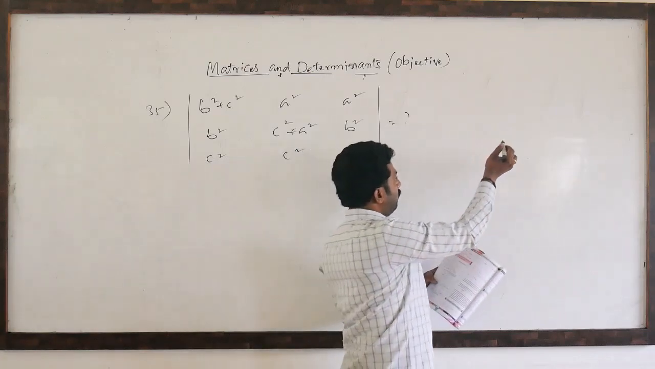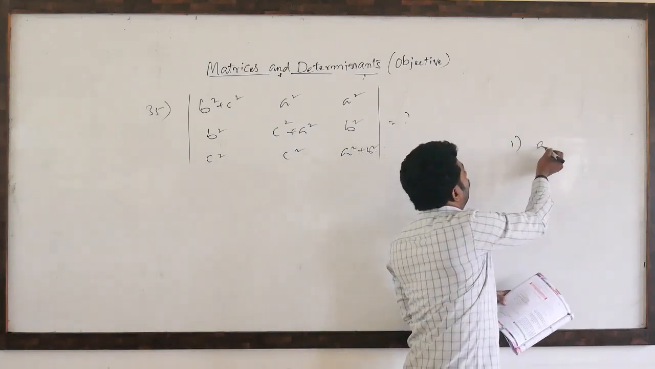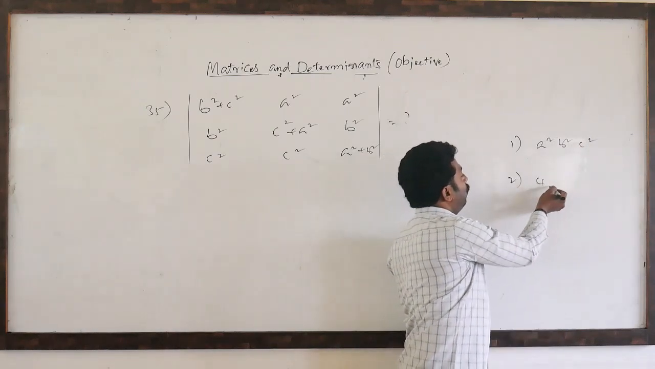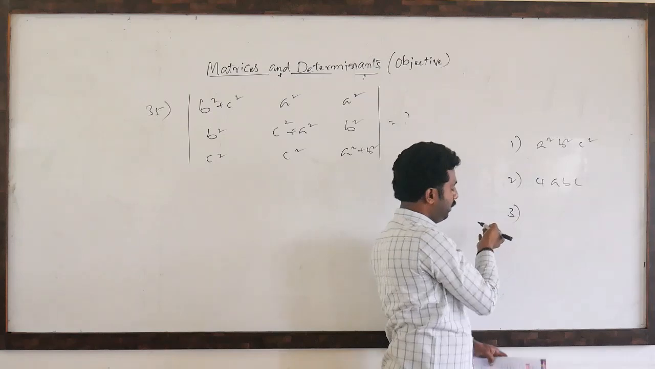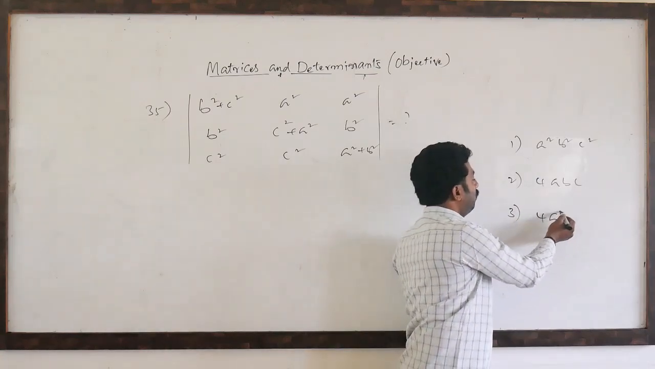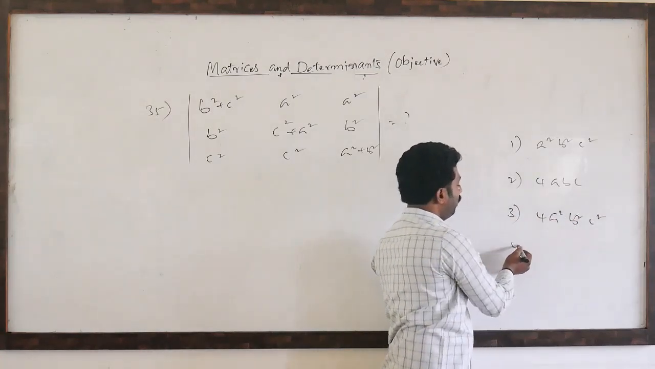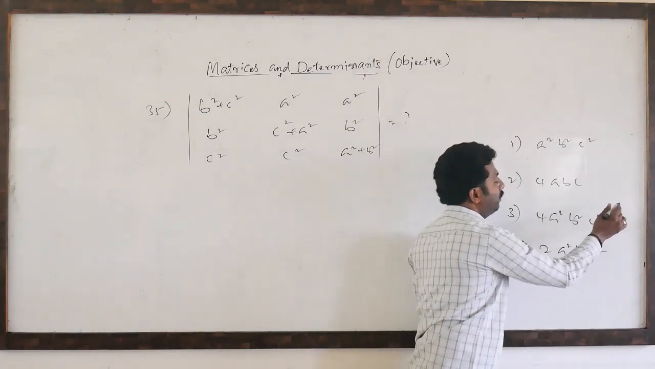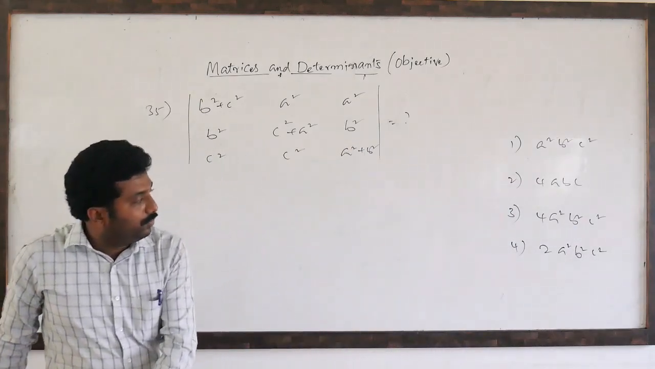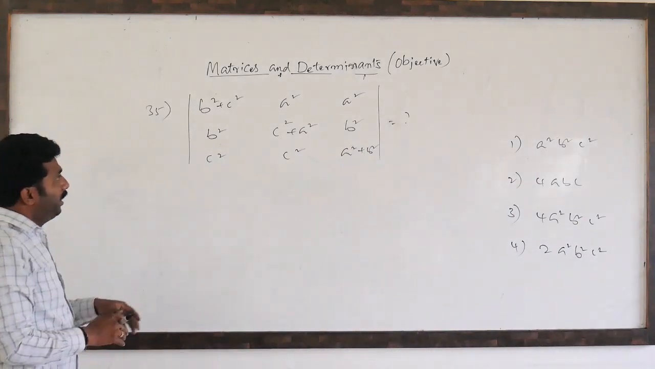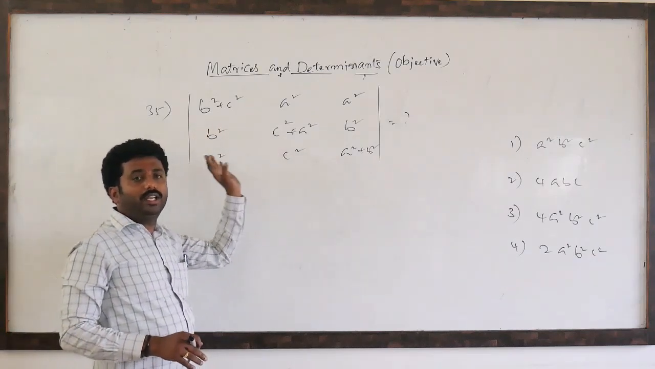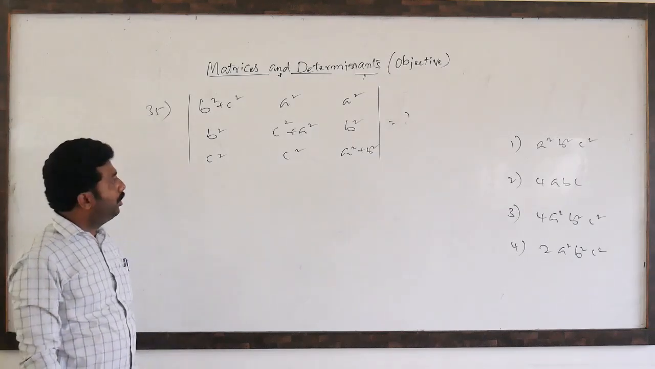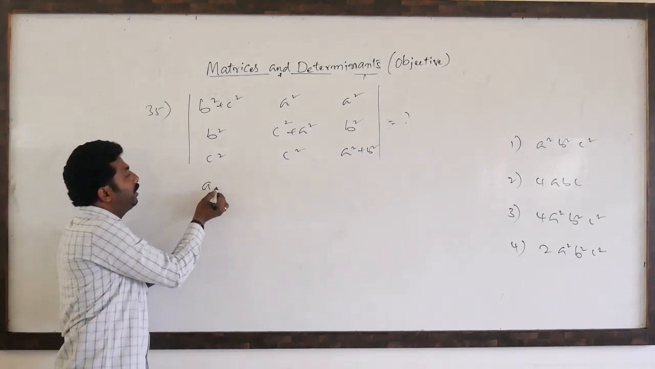The 4 options, you observe. First option, a square b square c square. Second option, 4 into abc. Third option, 4 a square b square c square. Fourth option, 2 a square b square c square. So which one is the correct option? You can simplify directly or expand along any row or column, no problem. But one shortcut way, you observe. I will tell you the shortcut way.